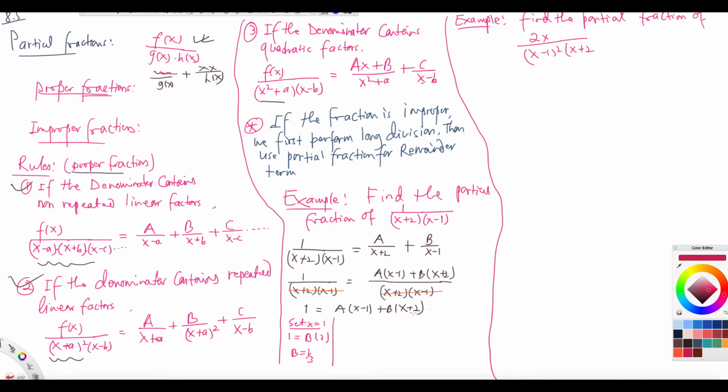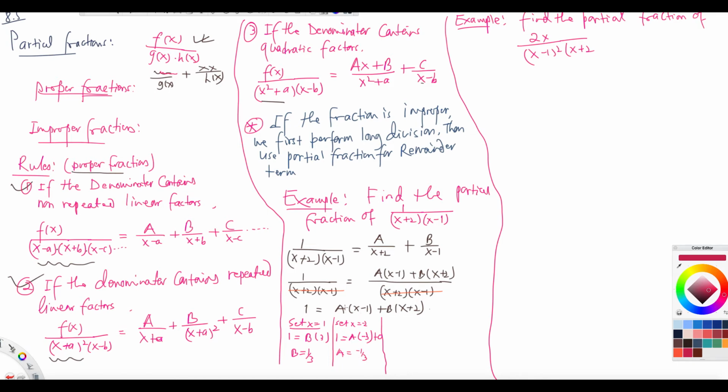Next, I want to set x equals -2 so that this term will disappear. I don't want to set x equals 1 again, because you will get the same thing. If you set x equals -2, what do you get? 1 equals A times (-2 minus 1), which is -3, plus B times 0, because -2 plus 2 is 0. So plus 0. Now what do you get? -3A equals 1, so A will be -1/3.